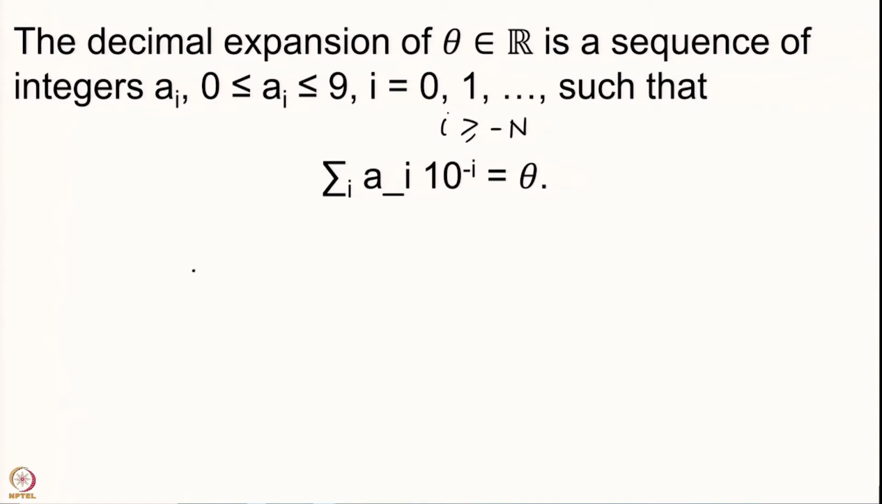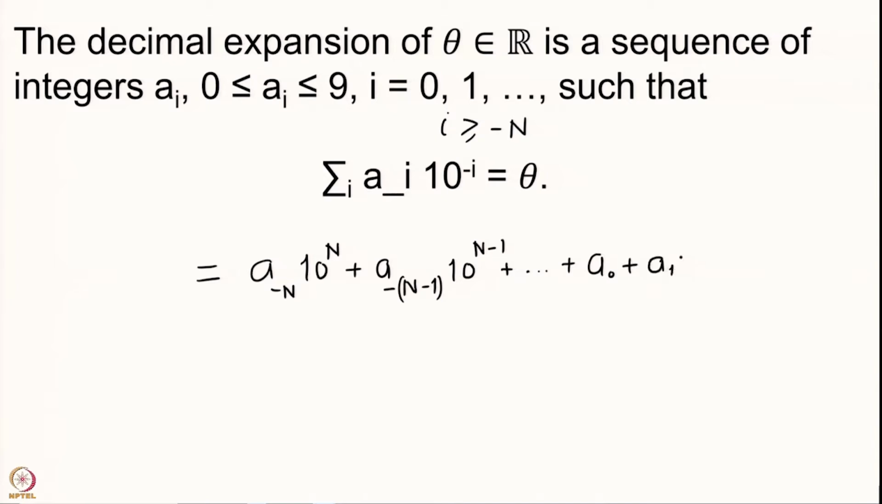So, we have this expansion, which will be a_{minus n} 10 power n plus a_{minus n minus 1} 10 power n minus 1 plus dot dot dot plus a_0 into 10 power 0, which is just 1, plus a_1 into 10 power minus 1 plus dot dot dot. This is our expression for theta.